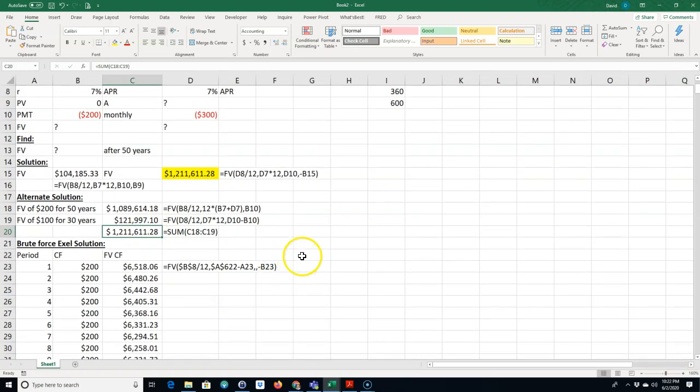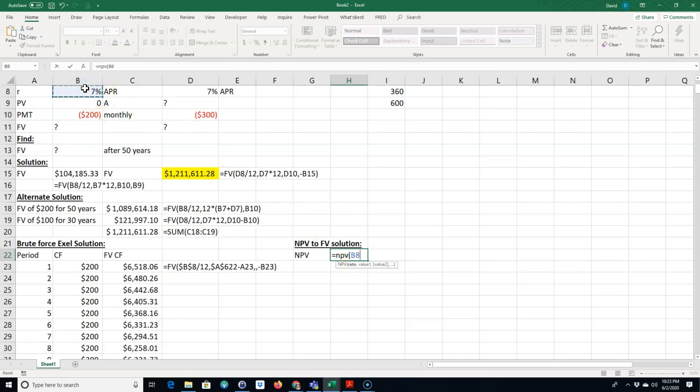Okay. Now I'm going to show you one more way to do it. I know this, if you're already tired, I'm sorry. I'm just going to show you probably another way you could use, I'm going to say NPV to future value solution. So the first thing I want to do is I want to find the NPV of all these cash flows. So I'm going to go equal NPV, that stands for net present value, and the rate is 7%, and it wants all the cash flows.